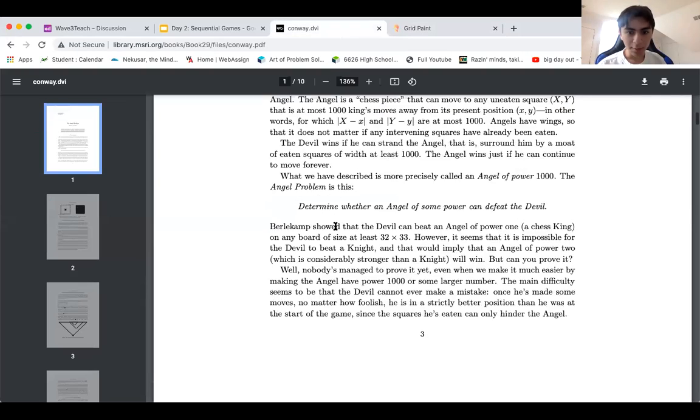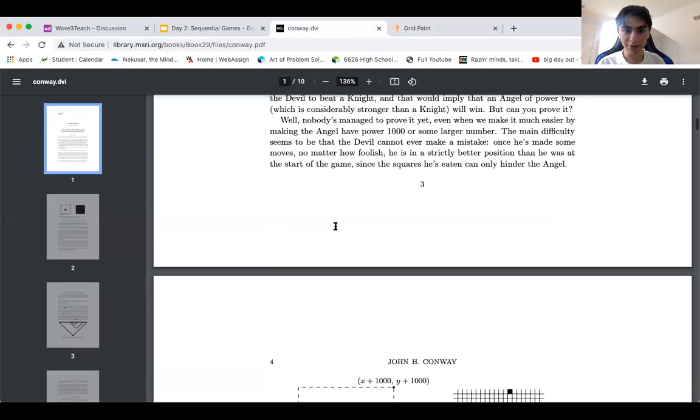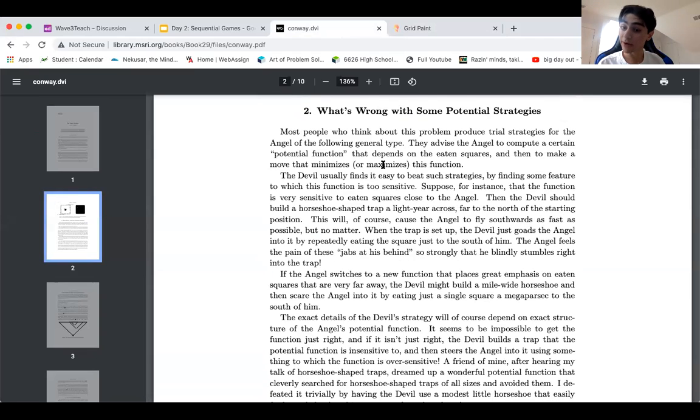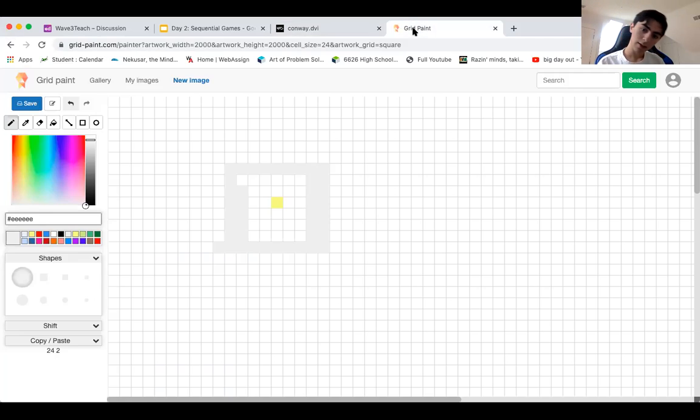Let's just continue reading the paper. This introductory paper isn't actually that complex. So he just talks about some strategies here. Basically, I don't know the exact algorithm that the angel has to use to win, but if you use an angel that's pretty simple, the devil will win. If it only goes in one direction, or if it continues in a spiral, the devil will create a large enough box around where the angel will be in order to win.